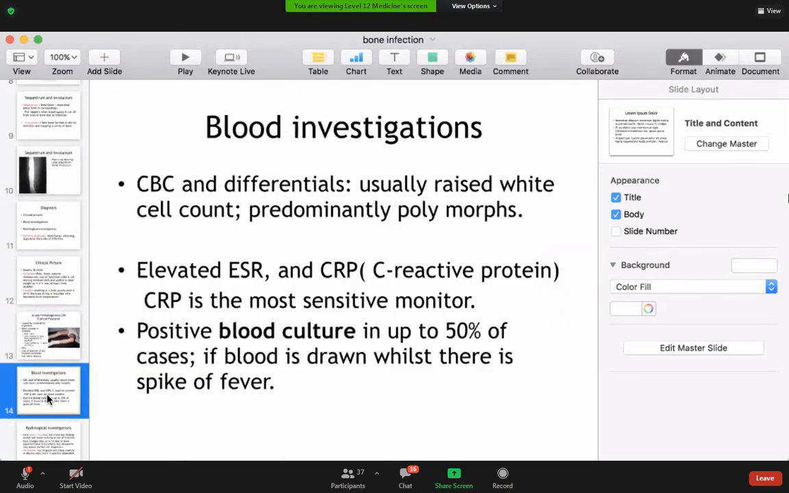Should do CBC, ESR, CRP, blood cultures. In the CBC, the white count will be high, polymorphs will be more than 60%. ESR and CRP are good for monitoring the response to treatment. Blood culture is only positive in 50% of cases.